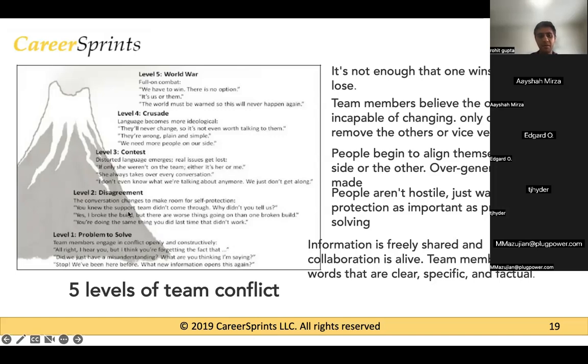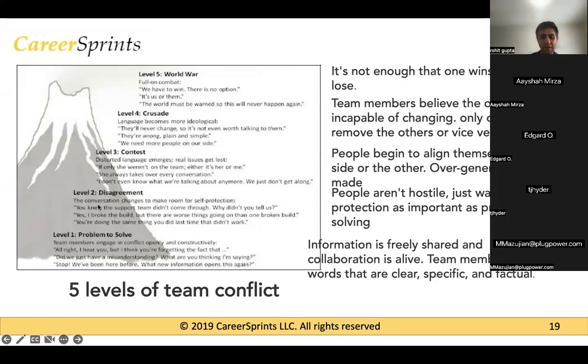Next is disagreement. So disagreement is where people start thinking about the problem, but they also start thinking about their self-interest. They kind of want to protect themselves as well. So people aren't hostile, but they are just wary of each other. They just want to be careful about what they say and how they say it so that they don't land in trouble. So it says self-protection becomes as important as problem solving.